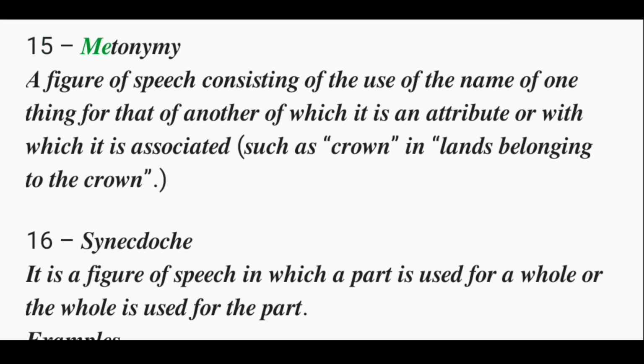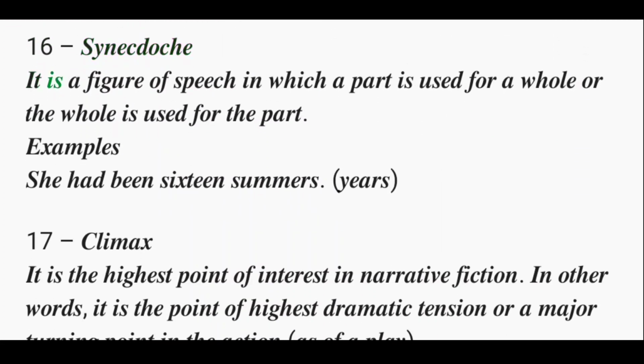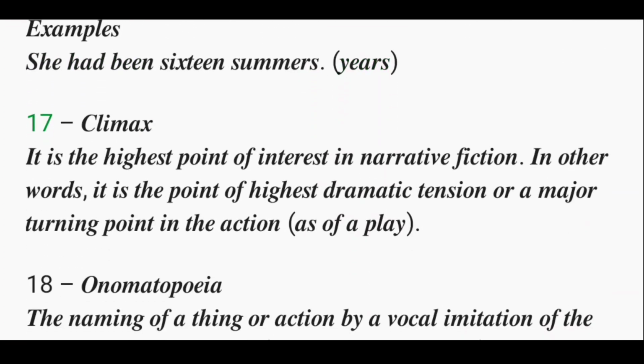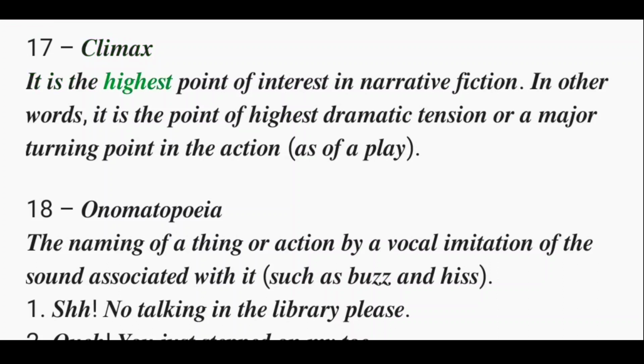15. Metonymy. A figure of speech consisting of the use of the name of one thing for that of another of which it is an attribute or with which it is associated, such as crown, in lands belonging to the crown. 16. Synecdoche. It is a figure of speech in which a part is used for the whole or the whole is used for the part. Examples. She had seen 16 summers. Years.